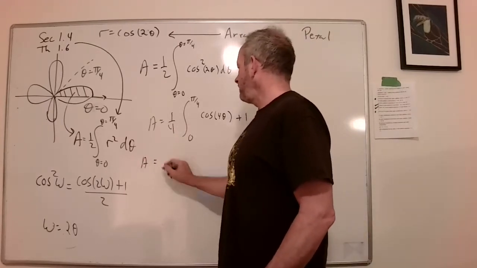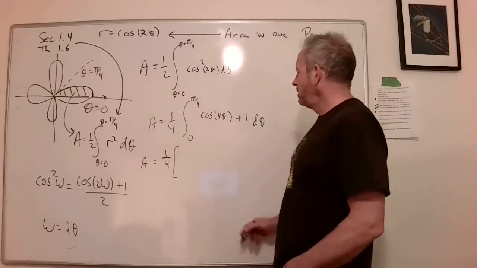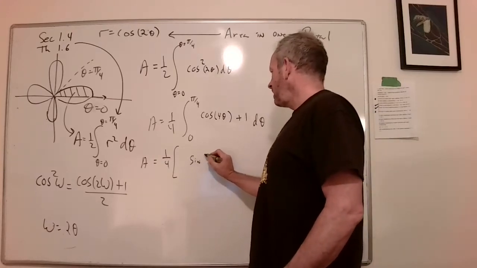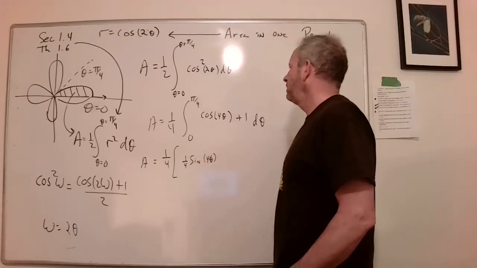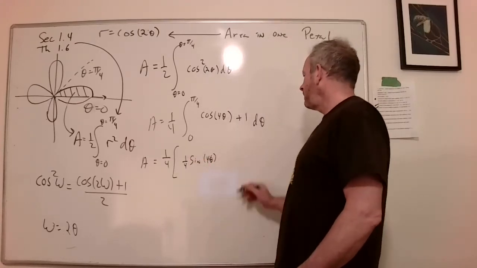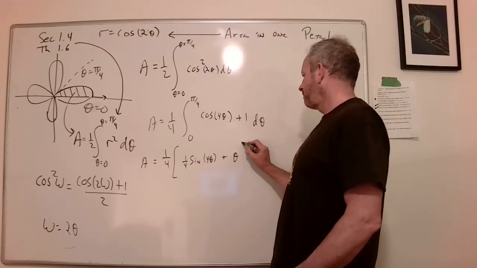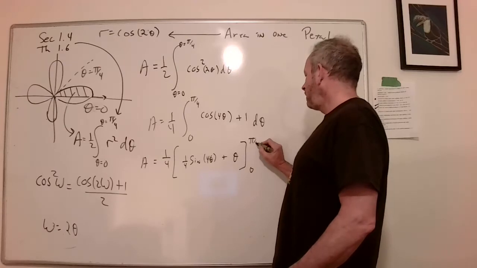And so we have to find the antiderivative. Use the fundamental theorem of calculus, all the good stuff. What's the antiderivative there? Let's see, sine of 4 theta, and we need a 1/4 out in front. Double check that in your mind. And then plus theta. And this goes between 0 and pi over 4.